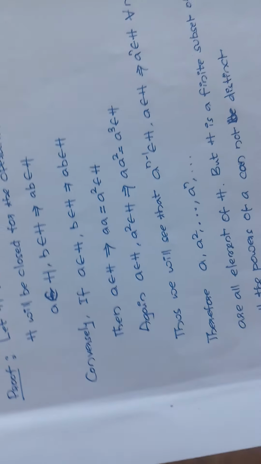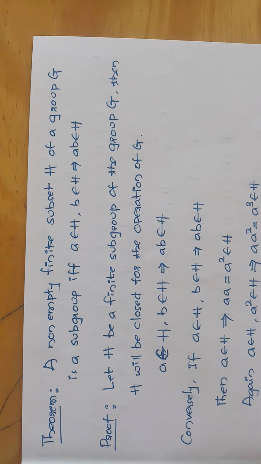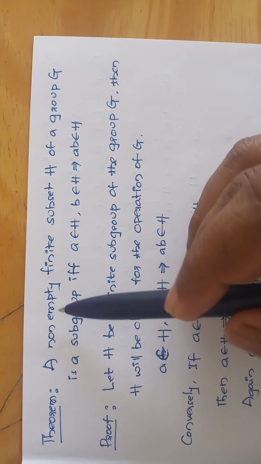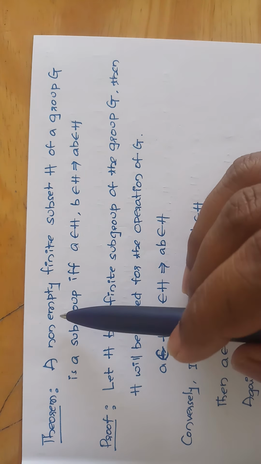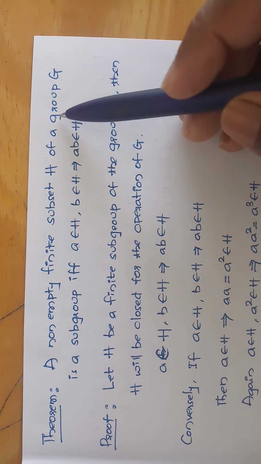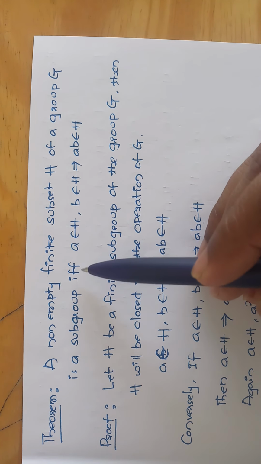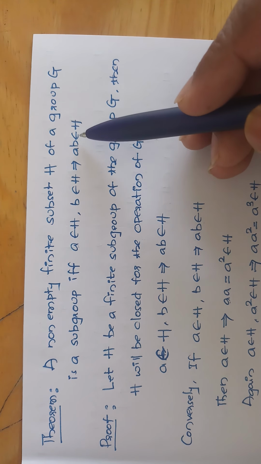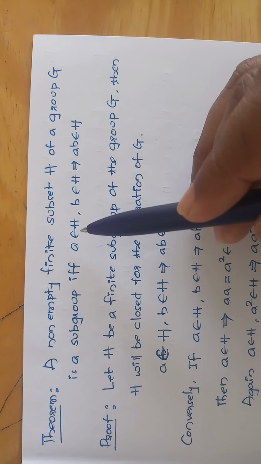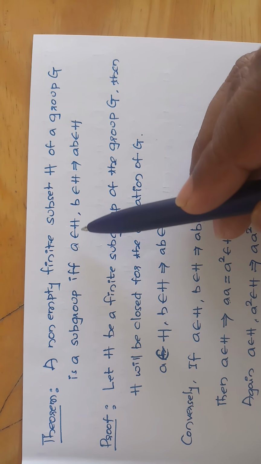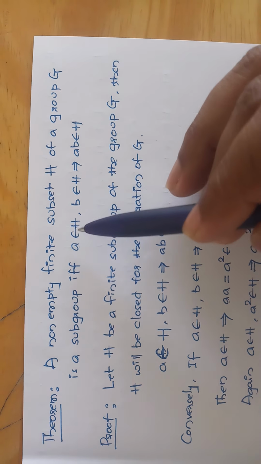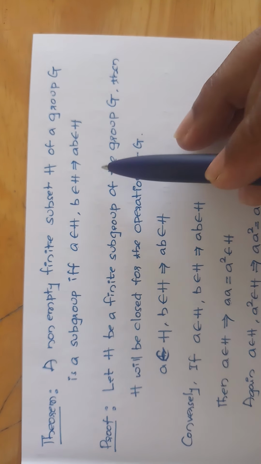Okay, so next result. So that is another theorem. A non-empty finite subset H of a group G is a subgroup of G if and only if a belongs to H, b belongs to H implies that a b belongs to H. So in the previous theorem we have proved if a belongs to H and b belongs to H, a b inverse belongs to H.